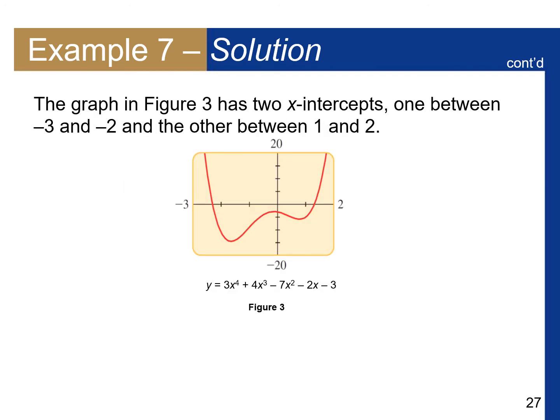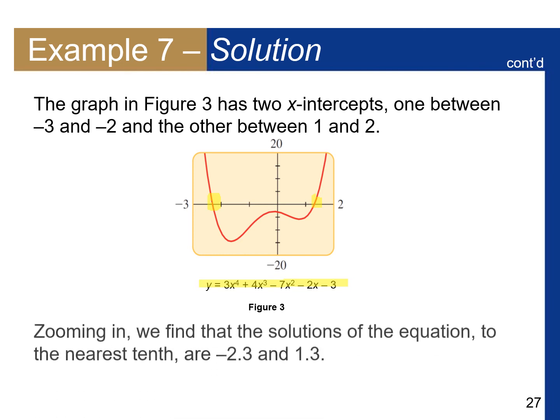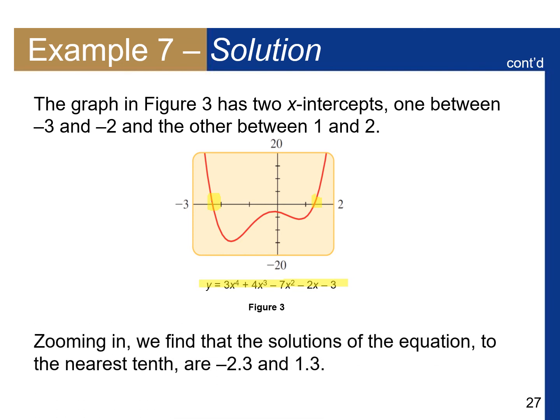And here it is. So now I can see my answers are going to be here and here. And I can trace that to try to find the solutions. So if I zoom in and trace to the nearest tenth, I can see that my zeros for this particular polynomial are -2.3 and 1.3.